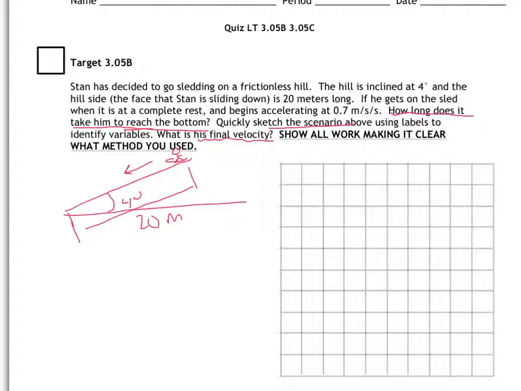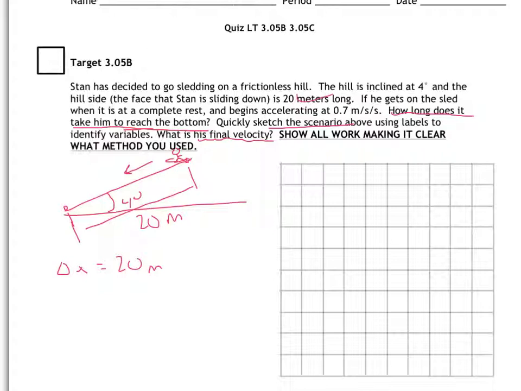Now, let's write down some of the variables that we know. What information is given to us? Well, 20 meters long, that's going to be our change of position. He goes from the top of the hill to the bottom of the hill, so the change of position is going to be 20 meters. Good. Alright, what's next?